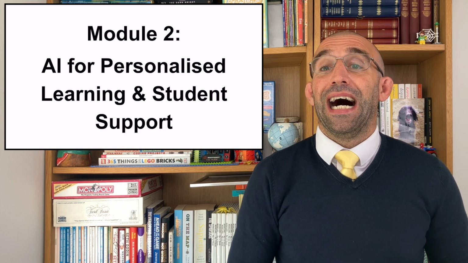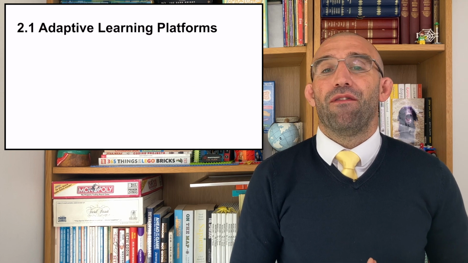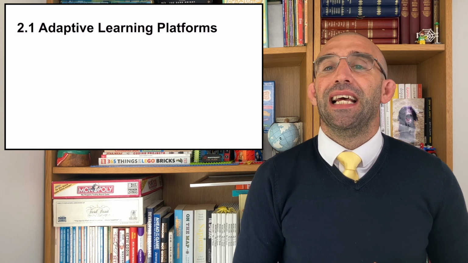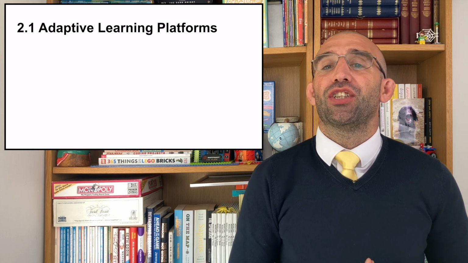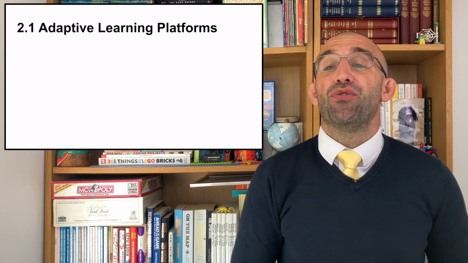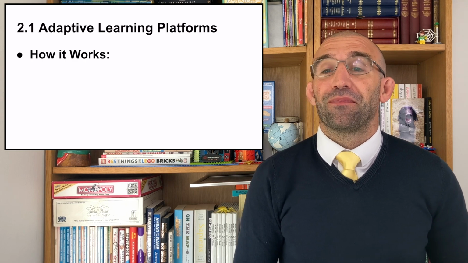Module 2, AI for personalised learning and student support. Adaptive learning platforms are a fantastic application of AI in education. Instead of a one-size-fits-all approach, these platforms adjust the content, pace, and difficulty based on an individual student's needs and performance. So how does it work?